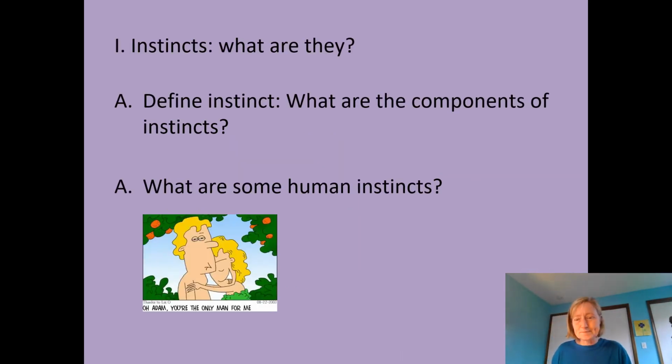So let's think about this. We know what instincts are. We talk about instinct. Oh, that's instinctive, or that's an instinct. We use that language a lot. But how would we define what instinct is, and what are the components of instinct? I have a whole bunch of different definitions here, and I think they all have value. So I'm going to just sort them out a little bit and give you some definitions, and you can write some of these down.